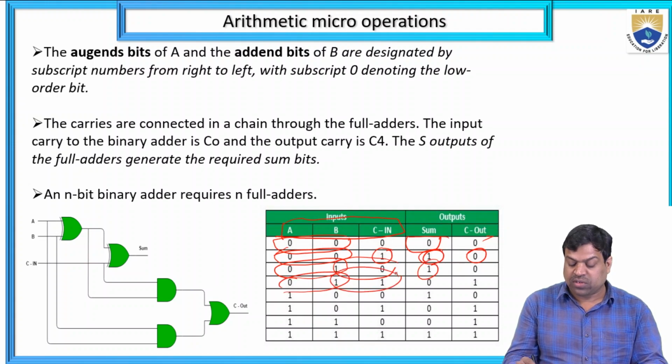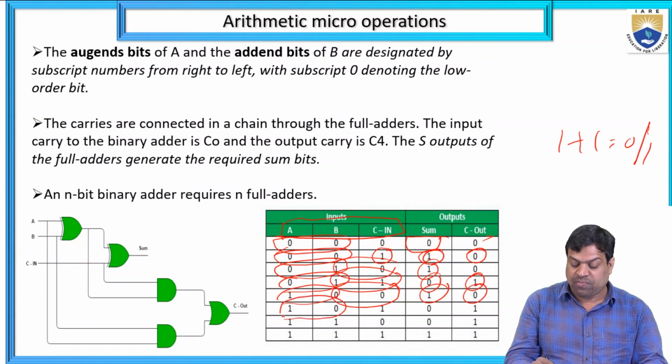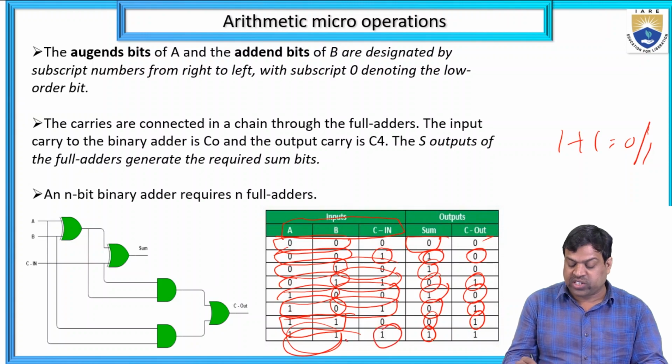1 plus 1 equals 0 and carry equal to 1. 1 plus 1 equals 0 and carry equal to 1. 1 plus 0 is 1. Is there a carry? No. 1 plus 0 is 1. And 1 plus 1, carry equal to 1, sum equal to 0. 1 plus 1 is 0 and carry 1. But here 1 plus 1 equals 0. Again it is adding to the 1.